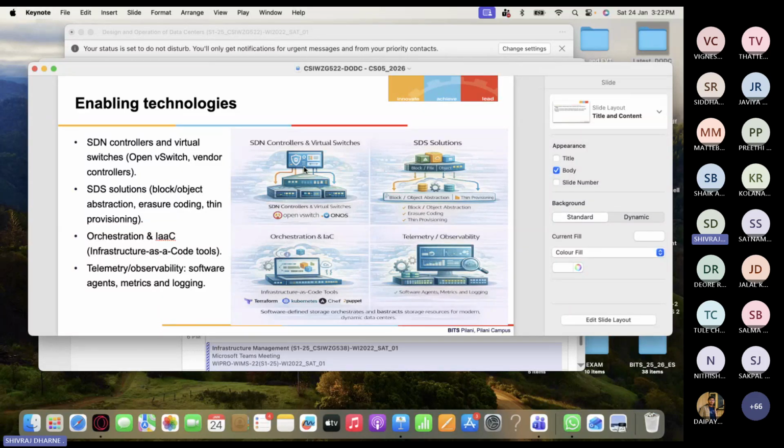IOPS is a measure of how many read and write operations a storage system can perform per second. You have a compute resource, a server system, talking to the memory. So IOPS is a measure of how many read and write operations you can do on a storage system per second. You have to find out what size of data we are talking about, how many reads and writes. Databases definitely need high IOPS, because you need to do very high reads and writes.